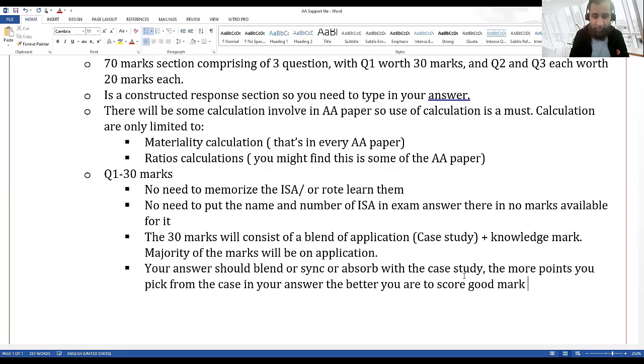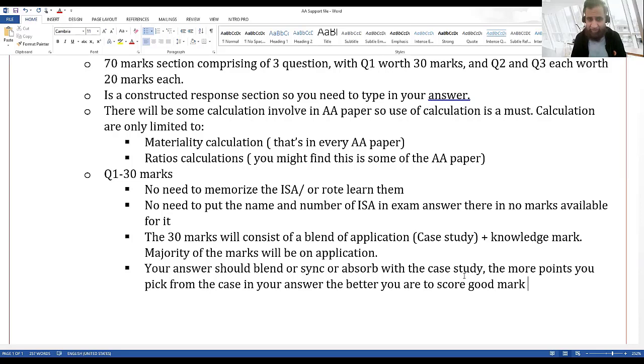Look at the fourth bullet on your screen. Your answer should blend. Your answer should sync. Your answer should absorb with the case study. The more points you pick from the case, the better. If you're writing a hypothetical answer, worse. If you're writing a generic answer, worse. Because when there is a case study, you should absorb it in your answer. So the more points you pick up from the case study, the better for you to score good marks. Is that clear to all of you?